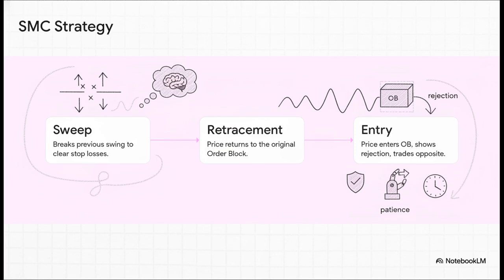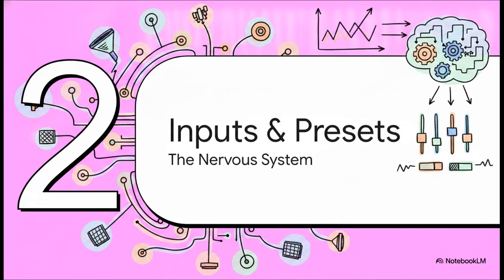Step 2, it waits for an origin retracement. The price has to return to the exact order block, which is essentially just a massive cluster of institutional limit orders that started that initial move. And finally, step 3, the entry. The price has to enter that order block, show a clear rejection, and only then will the bot open a trade in the opposite direction. Honestly, it's incredibly patient. Moving right along to part 2, inputs and presets.